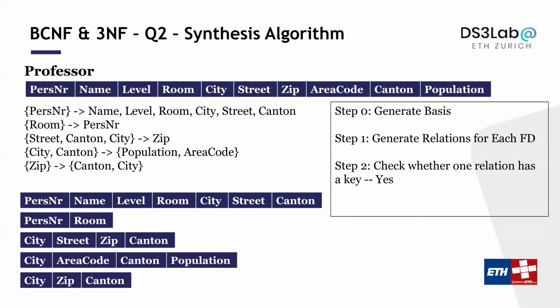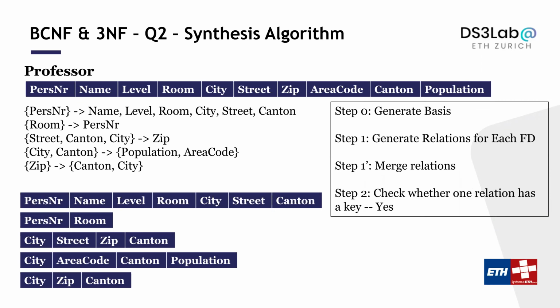and then I check whether there are some relations with a key. In this case, the candidate key is either personnel number or room. So I have one relation containing a key, so I'm happy. I don't need to add another relation with a key. And then I merge them. Okay. So in this case, what do we mean by that? If you look at the second relation, it only contains the personnel number and the room. In this case, it is a subset of the first relation. The first relation also has personnel number and room. In this case, I will merge them and get rid of the small one.